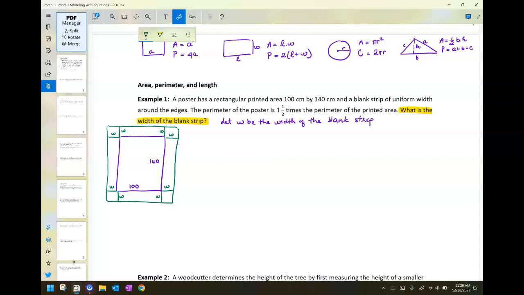Okay. So we draw a picture, we label all the information that we have. So it said the perimeter of the poster is 1.5 times the perimeter of the printed area. This meant that the perimeter of the poster is 1.5 times the perimeter of the printed area.